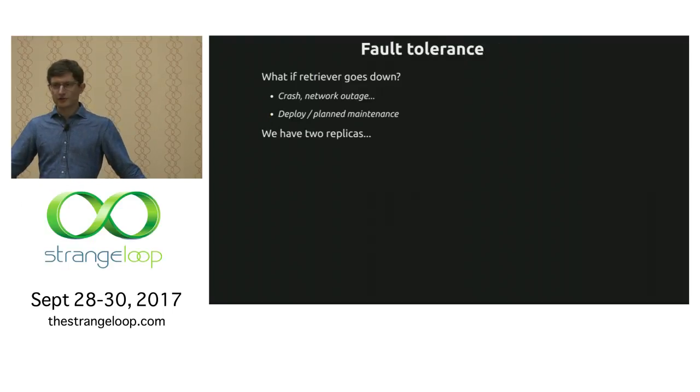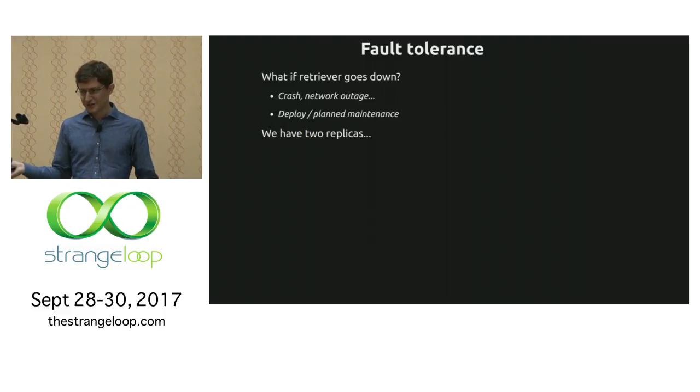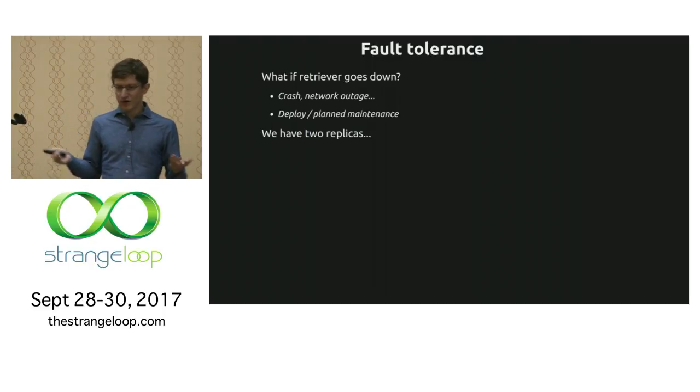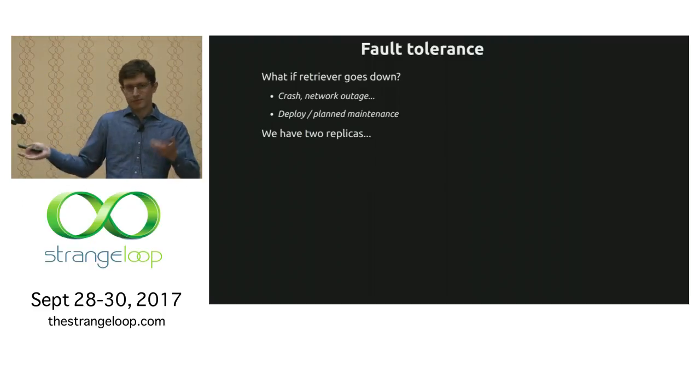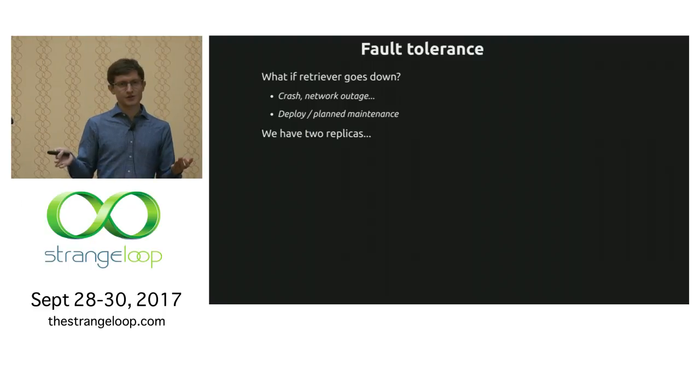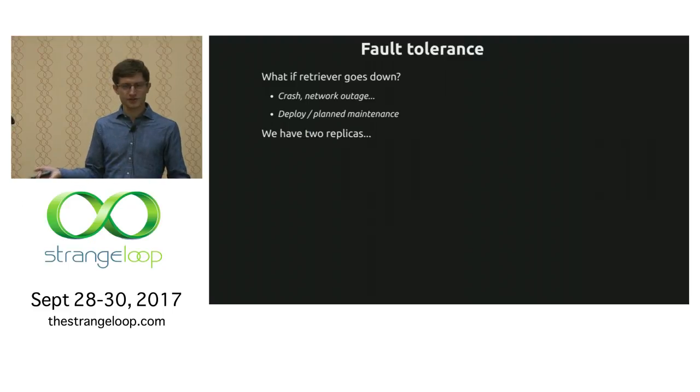What about fault tolerance? So this is the big bad world. We run on EC2, nodes go down, processes crash. So why might Retriever crash? Well, we might have a bug. We might have a network outage, which means it's unable to connect to Kafka. We might just be deploying this. This is a piece of software that we're actively working on. We need to deploy to it. We need to take the process down.